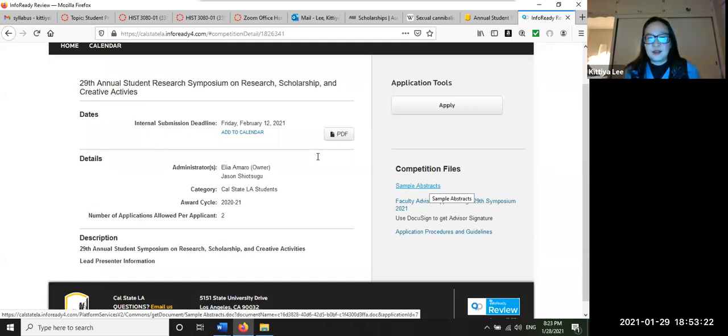And what they want is an advisor signature sheet. That's something easy to do. Take care of it now, send it to your advisor. There's an application form itself that's basically requesting information about yourself, sort of biographical, the title of your project, things like that. They need the abstract, and that's what we're going to spend today talking about.